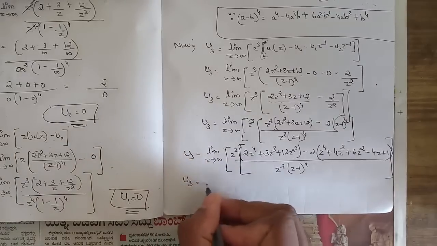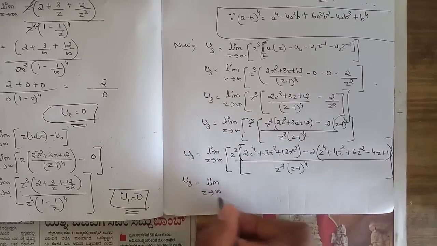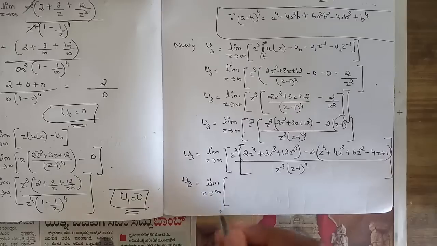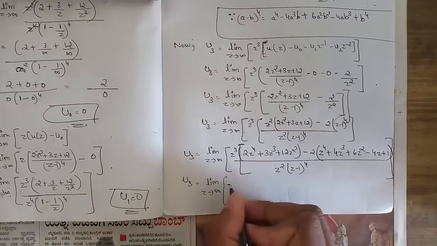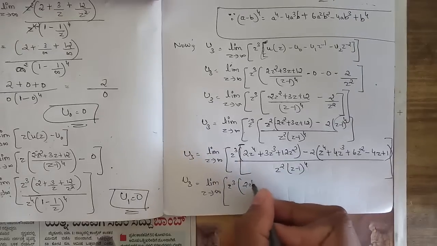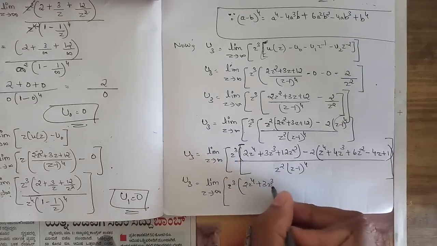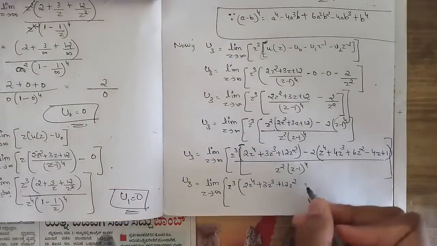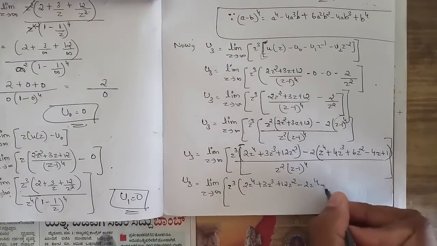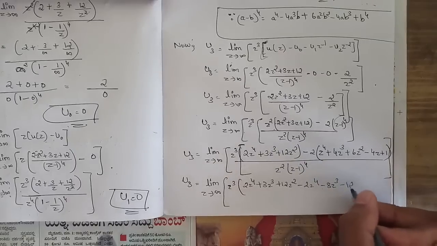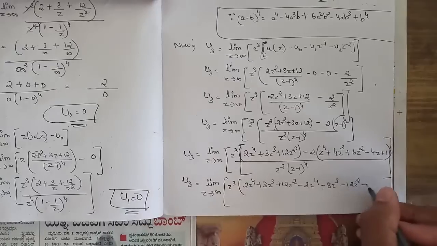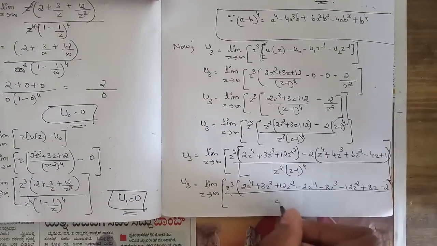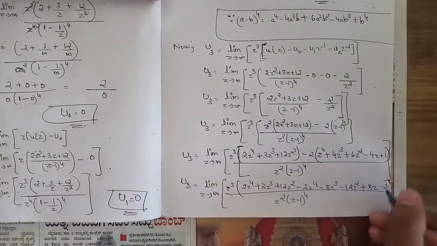So now let's further simplify this. z cube into 2z to the power 4 plus 3z cube plus 12z square. So now let's multiply minus 2 to all the terms. It becomes minus 2z to the power 4 minus 8z cube minus 12z square plus 8z minus 2 divided by z square into z minus 1 to the power 4.